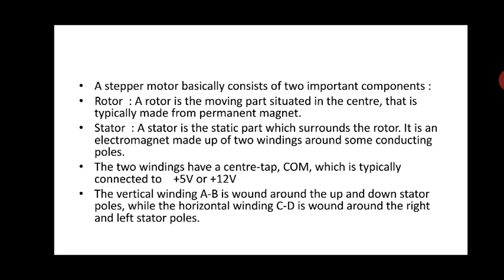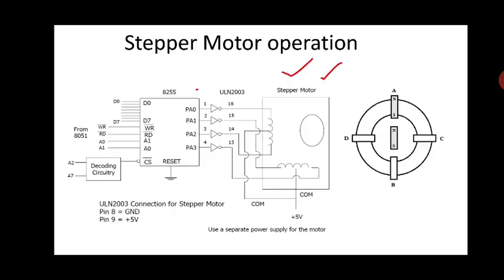Now the two windings have a center tap, COM, which is typically connected to either plus 5 volt or plus 12 volt. Usually for laboratory purposes we also use plus 5 volt. The vertical winding AB, I hope you can see, is wound around the up and down stator poles, while the horizontal winding will be C and D.